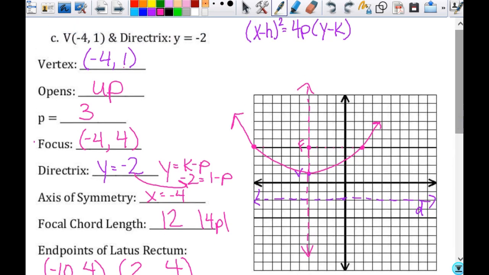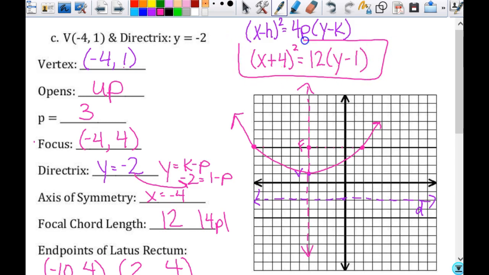So I can come back here, make sure I substituted in correctly, and I get x minus a negative 4, so it's x plus 4 squared, equals, I know it's this number, but is it positive or negative? Positive, because it opens up, because p is a positive 3. So this is 12 times y minus 1. Okay. Any questions at all? We all good? All right.